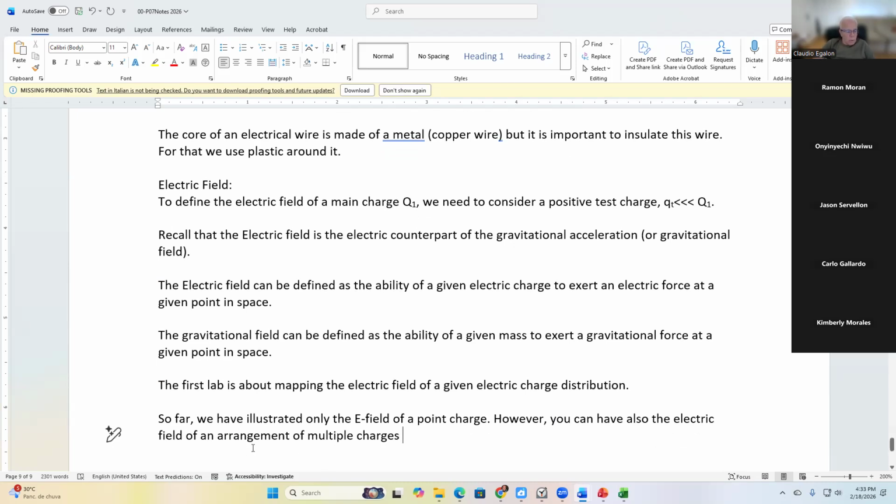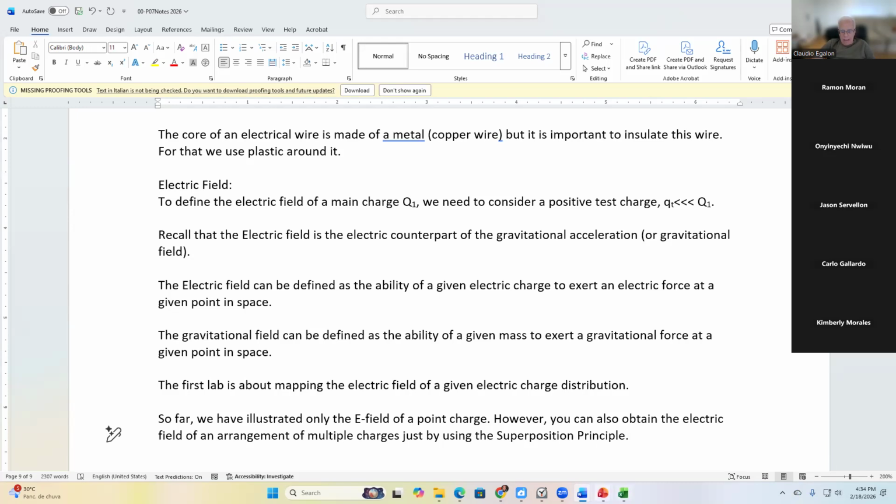You can also obtain the electric field of an arrangement of multiple charges just by using the superposition principle. Because the electric field is a vector, the superposition principle also applies to the electric field.